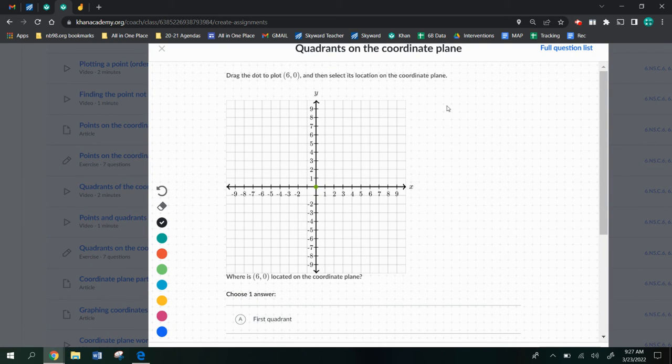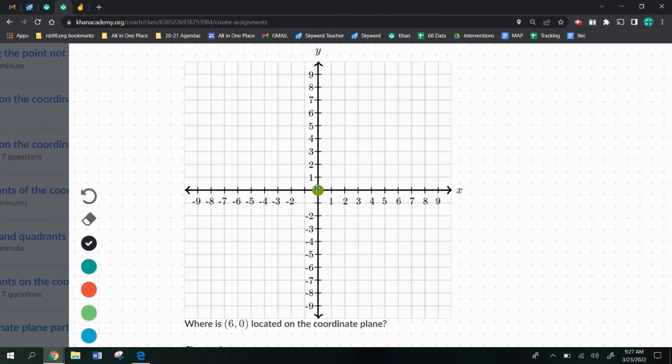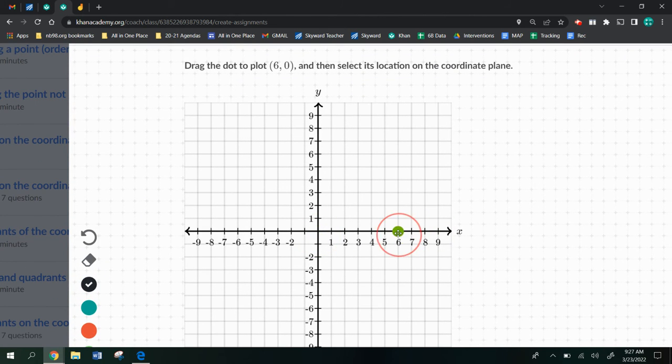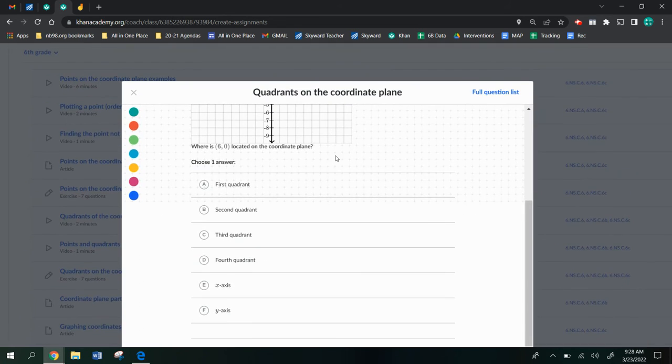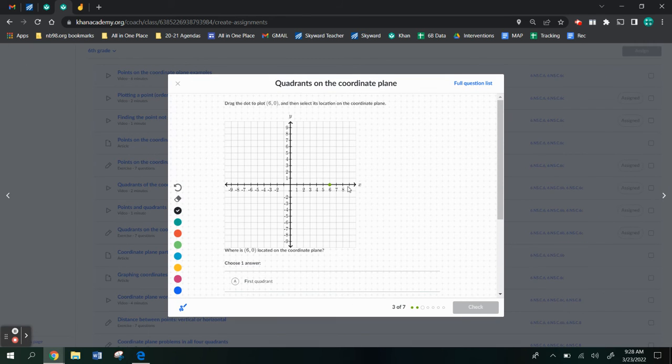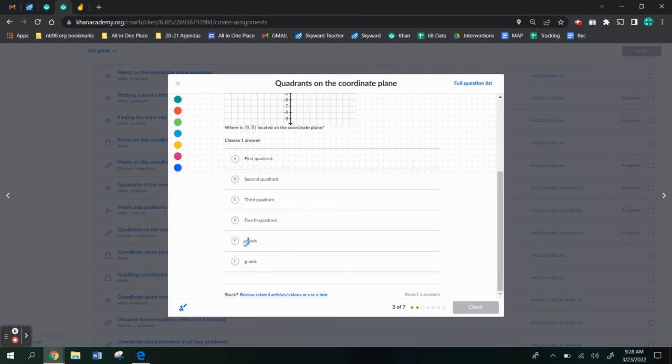Drag the dot to plot 6, 0. So it's already at the center. So first number is 6. That means I'm going to the right 6. That's the positive direction. Second number is 0. So I'm not going up or down. I'm just going to stay here. So I'm on the x-axis again. I'm on the line with the x.